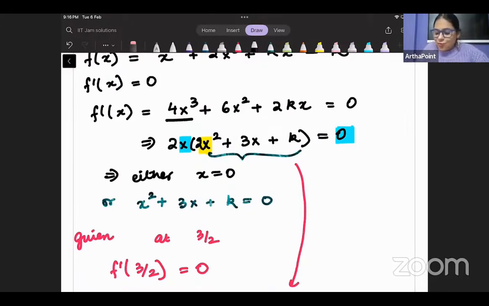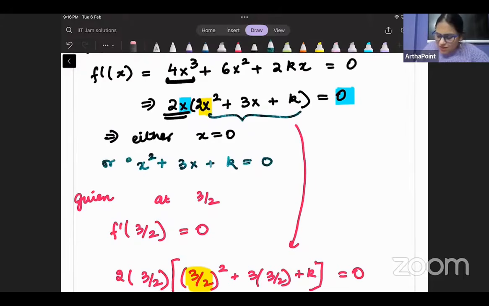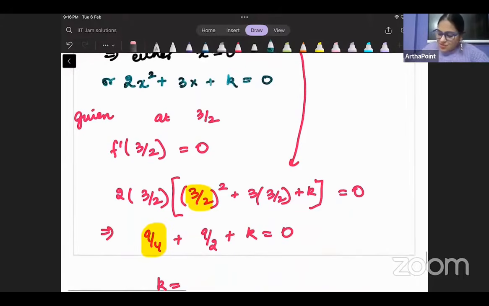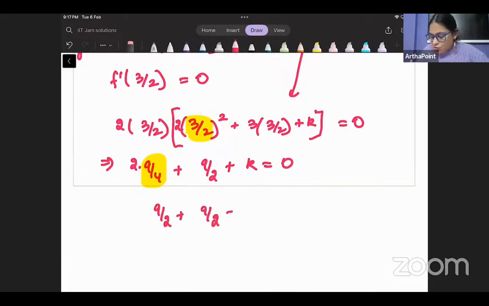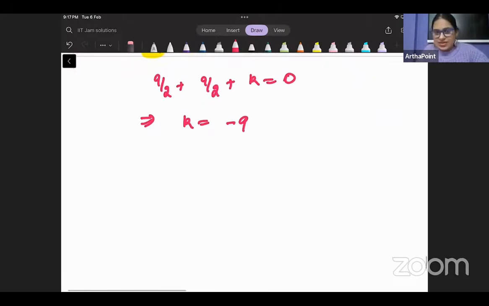This will be 4x cube, right? So this will be 2x when I take common. This will be 2x square. Yes, I was thinking, why am I getting an answer in decimal? This will be 2 here, beta. This will be 2 here. 2 here. Now it is correct. So I will go ahead and I will get 9 by 2 plus 9 by 2 plus k equal to 0. It means I will get k as -9. Okay, the value of k has come, -9.